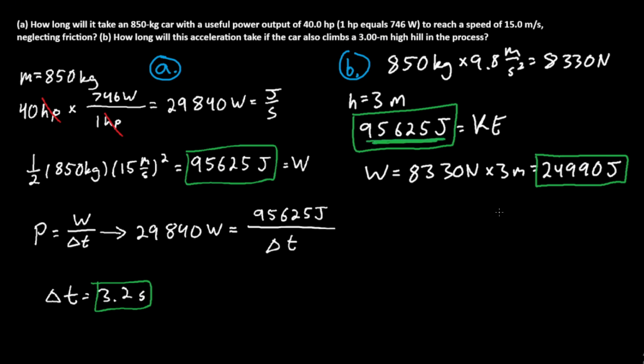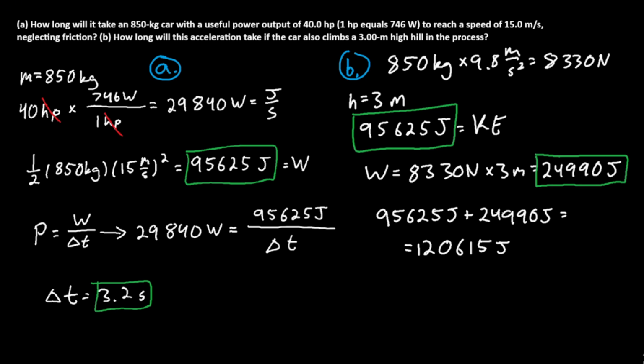This is the amount of energy it takes to lift your car up 3 meters, and this is the amount of energy it takes for your car to travel 15 meters per second. If you add both of these together, 95,625 plus your gravitational energy, you get a total required energy of 120,615 joules.